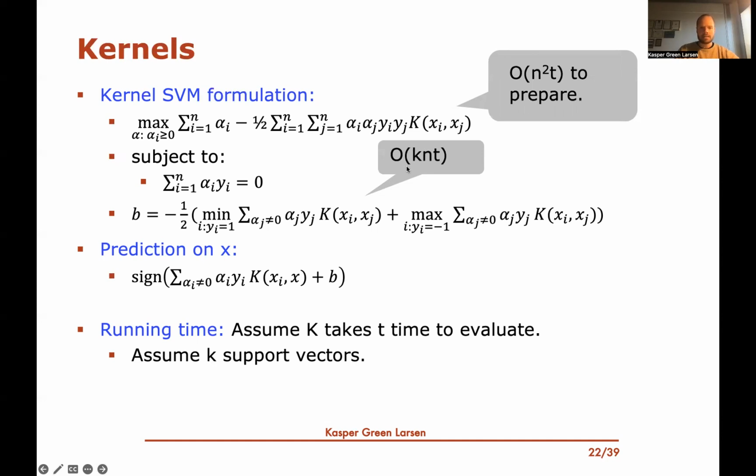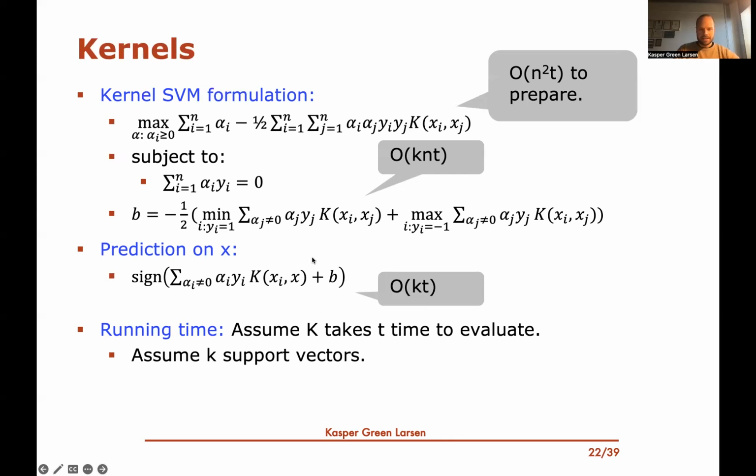Now, k, the number of support vectors, is of course at most n. So this is dominated by the n squared t. Preparing the optimization problem is slower than computing the b at the end. So that's the dominating part, just preparing the SVM problem.